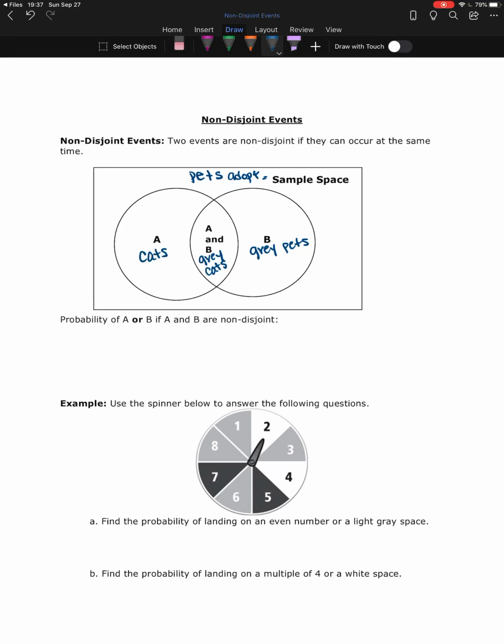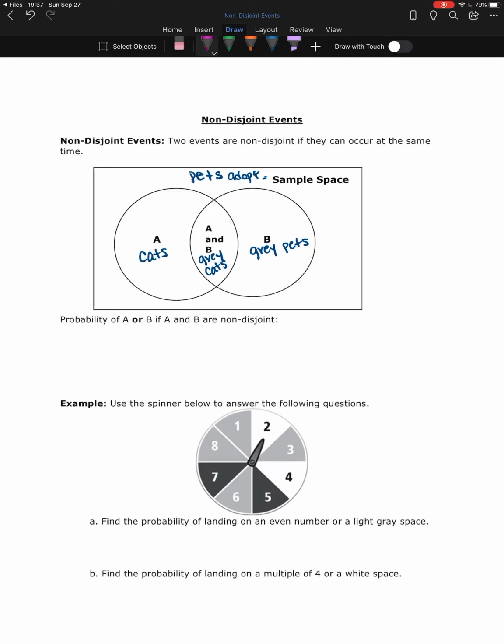But gray pets could also include dogs that are gray. It could include ferrets or hamsters that might be gray. It could include gray birds. So there are other pets in there that could be gray. And then A is all of the cats: the gray ones, the black ones, the orange ones, all the different colors of cats we have. And then the overlap is the cats that fall into both of those.